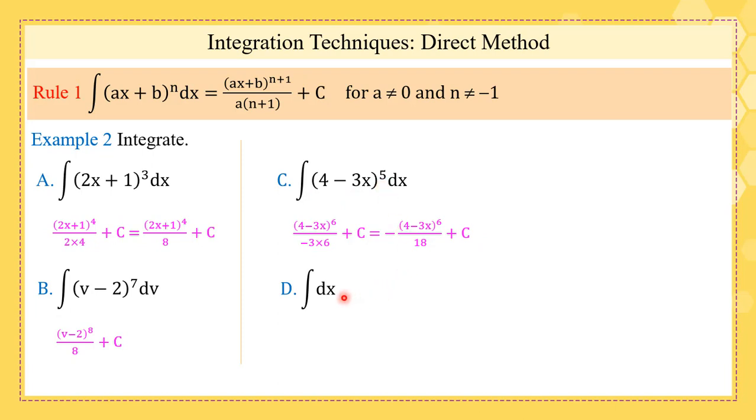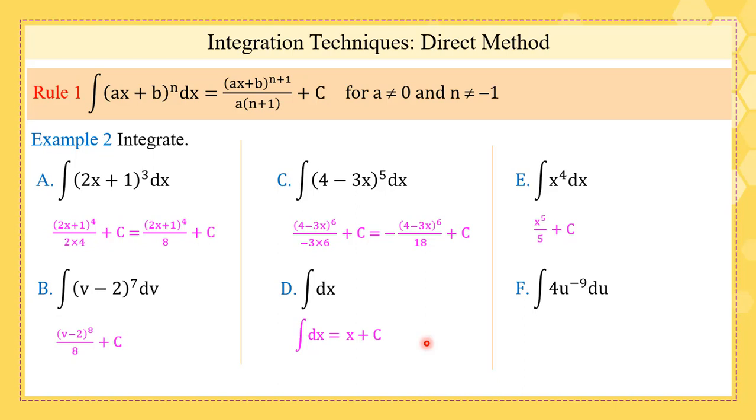The derivative of a constant is equal to 0. Integral dx. We have here 1 dx. What is the antiderivative of 1? What is the function whose derivative equals 1? It is x plus c. Integral e^x dx is equal to e^x plus c.